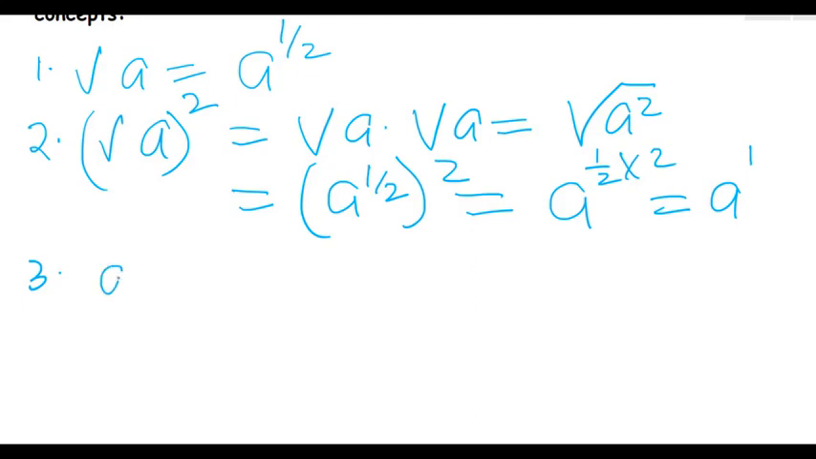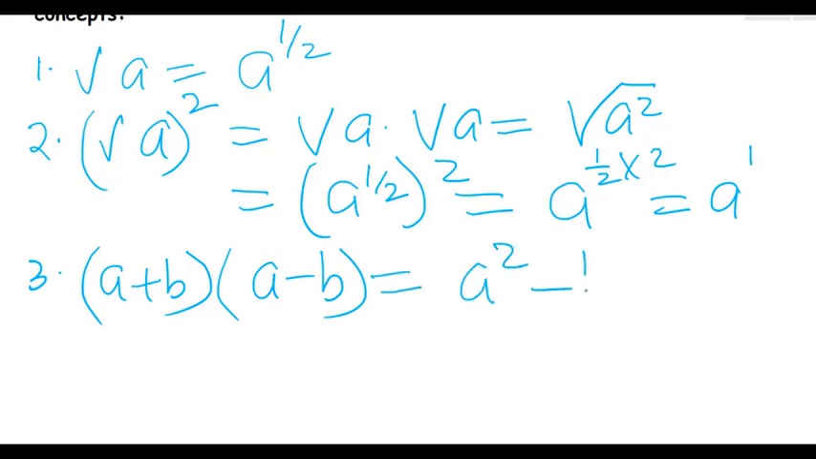Number 3, for a plus b into a minus b, this is the third quadratic identity which will yield a squared minus b squared. The techniques for rationalizing the denominator are therefore demonstrated below.